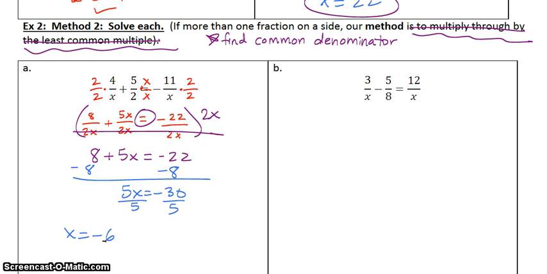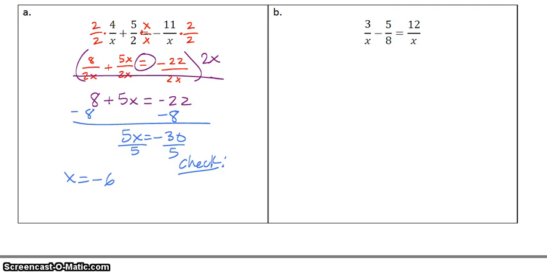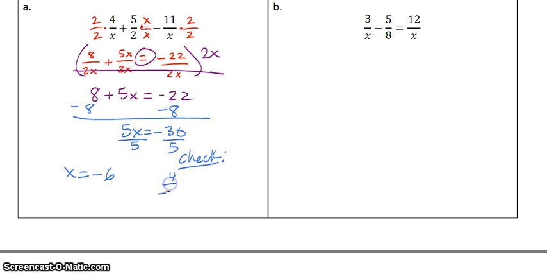Again, we're going to check it. I end up with 4 over negative 6 plus 5 halves equals negative 11 over negative 6. And you can kind of tell this time that this is going to be just fine, because there's nothing on the bottom that's going to make me get a 0 on bottom. Can't have 0 on the bottom of a fraction. It's undefined. But when I put in a negative 6 for x, that's totally fine. If you type this into your calculator, you'll see that they match.